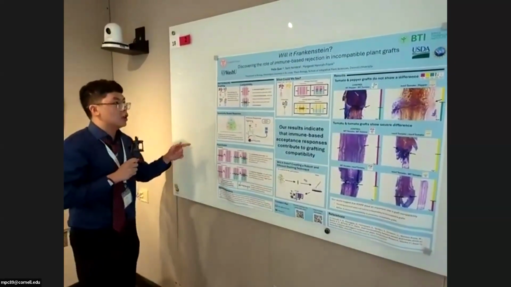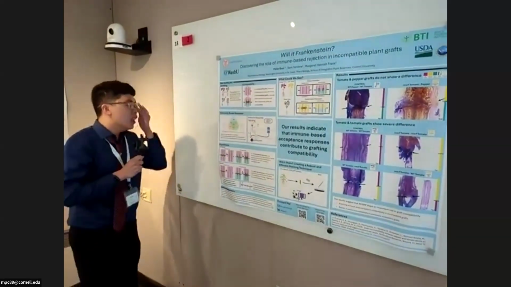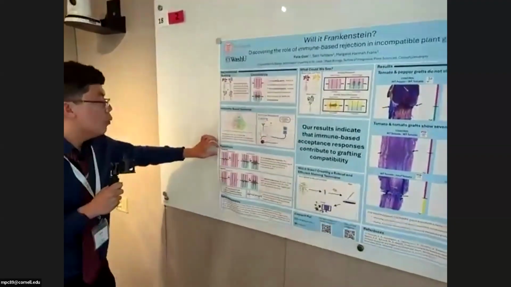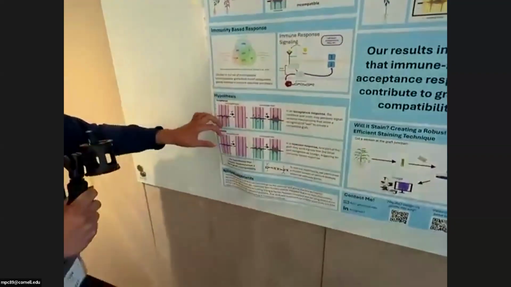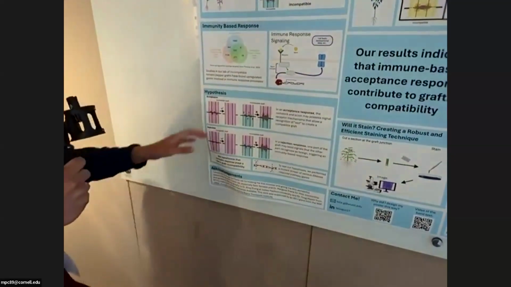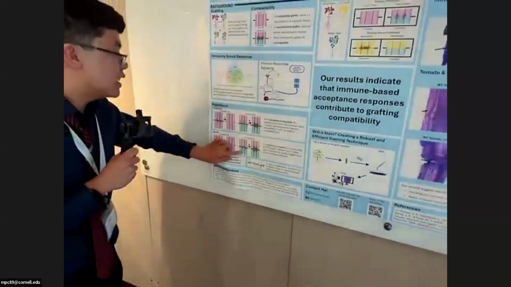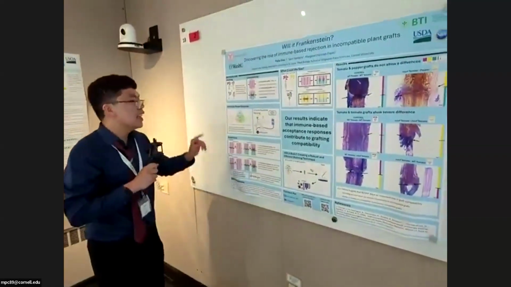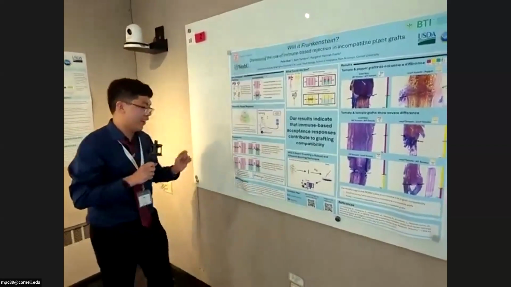We believe that there are two possible types of immune-based responses. The first response is an acceptance response, where one part of the plant will recognize the other part of the plant as itself, creating a compatible graft. Whereas in a rejection response, one part of the plant recognizes the other part of the plant as a threat. And that creates an immune-based response that then leads to an incompatible graft.